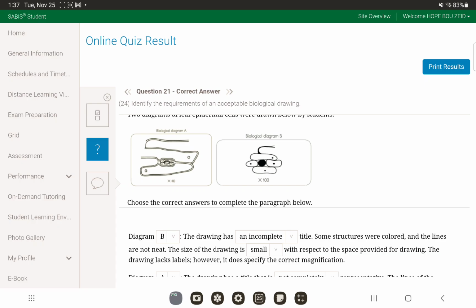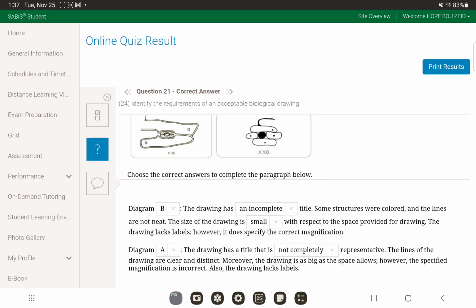Some structures were colored and the lines are not neat. The size of the drawing is small with respect to the space provided for the drawing. The drawing lacks labels, however, it does specify the correct magnification. So these are just general observations about the drawing itself.